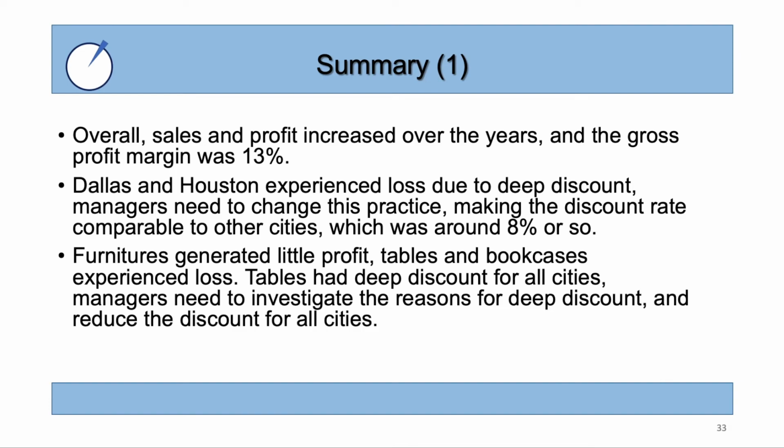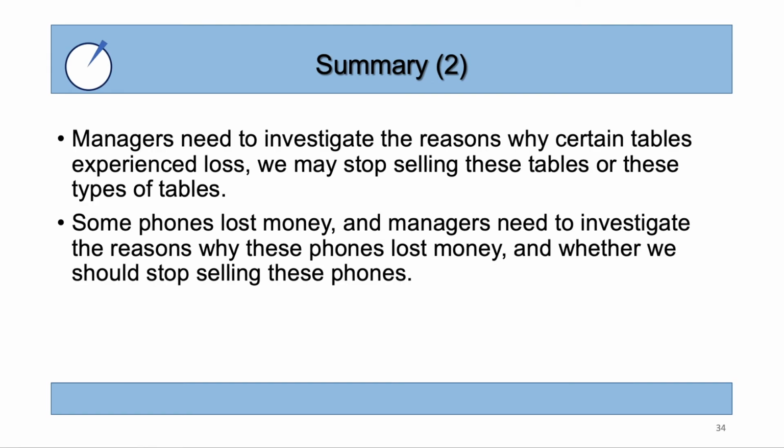The category furniture generated the least profit, and the subcategory tables and bookcases experienced losses. Tables had a deep discount for all cities, so managers need to investigate the reason for this and reduce the discount for all of those cities. Managers also need to investigate reasons why certain tables experienced losses. As a result, the business may decide to stop selling certain types of tables or products altogether.